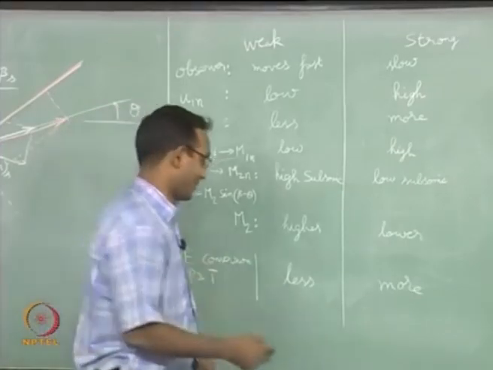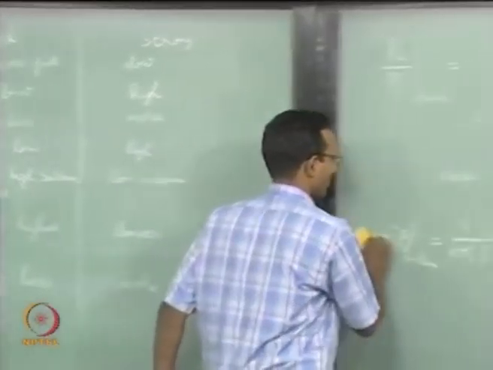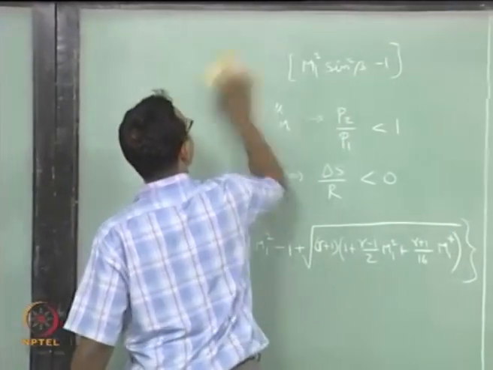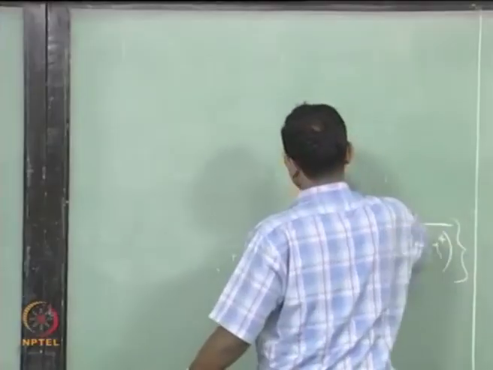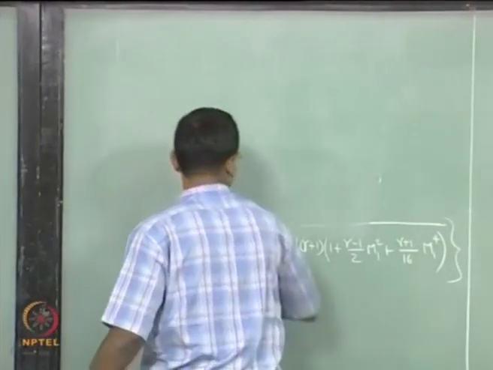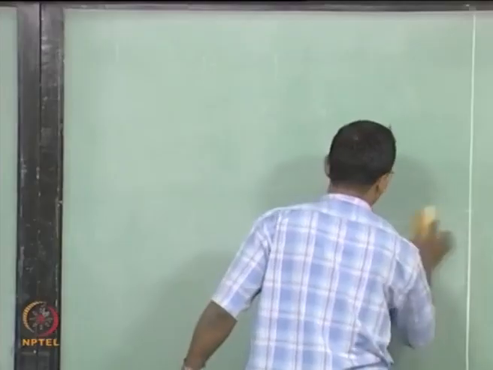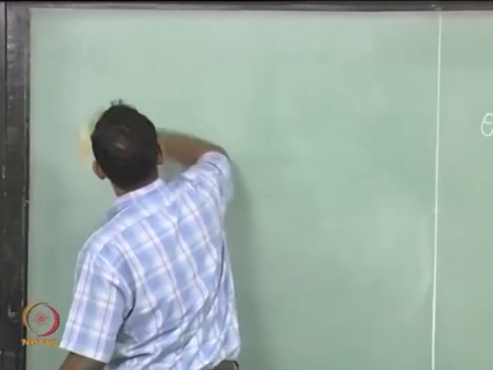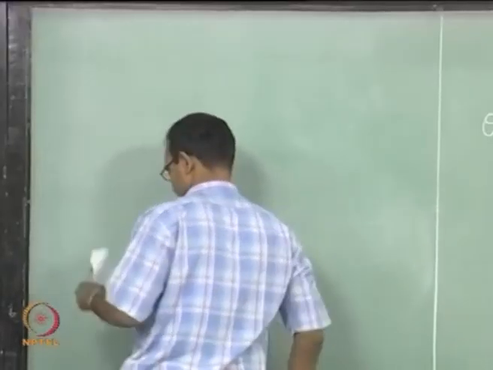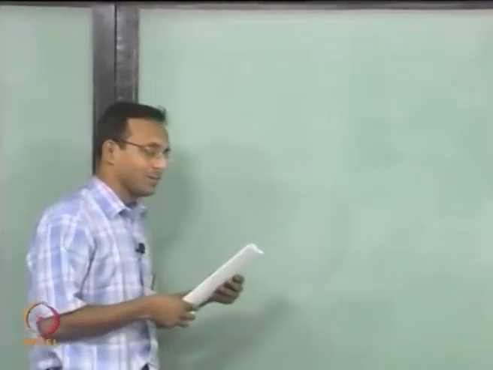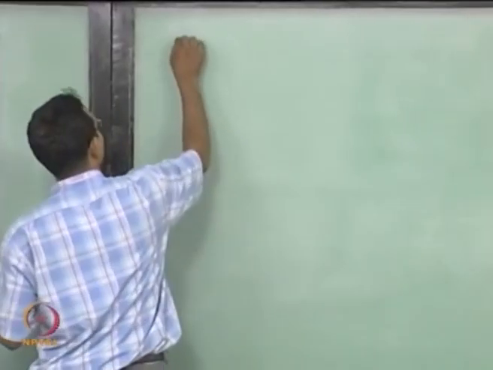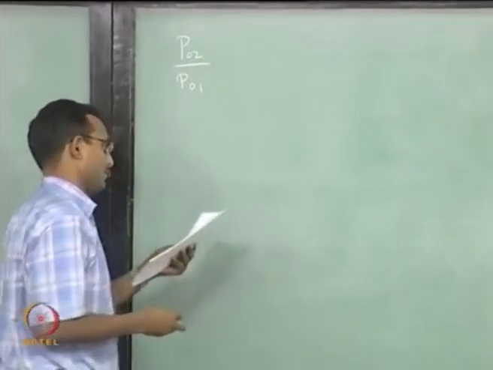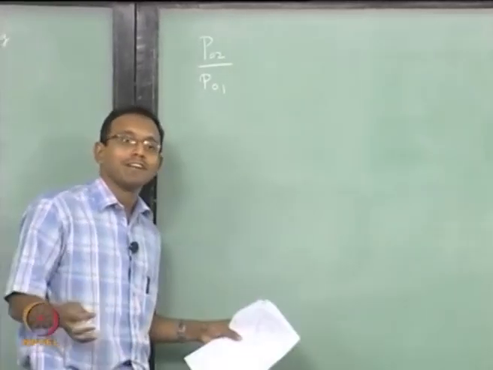Now I want to look at one thing which is very tricky in solving problems. What happens to P02 by P01? This is just across an oblique shock. I am not anymore thinking about just strong shock and weak shock. This is for any oblique shock, could be strong or weak. I am interested in finding P02 by P01.